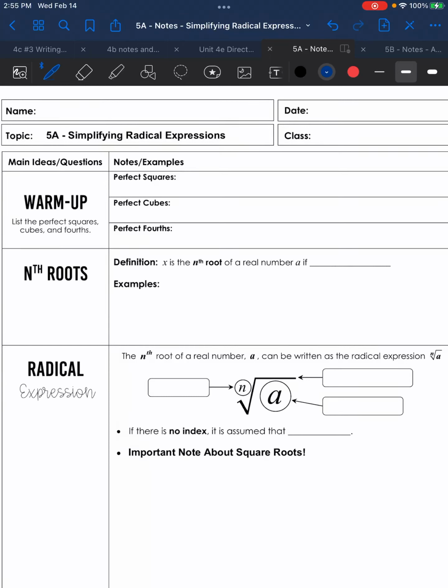Welcome to 5A, which is simplifying radical expressions. So for the warm-up, we're going to list our perfect squares.